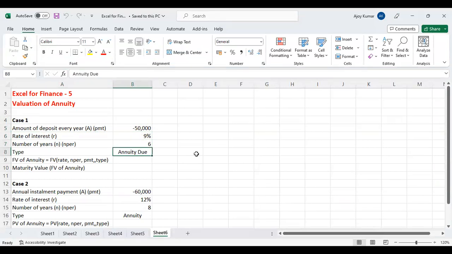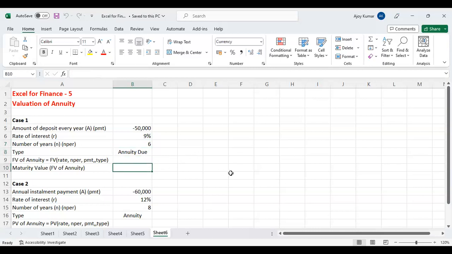The type is annuity due. That means I start investing today. Right now I'm investing, and every year I will be investing 50,000. The future value formula is the same as what we have seen earlier. Only thing is, in all these cases earlier, we were ignoring an item called PMT. Let us see what happens here.